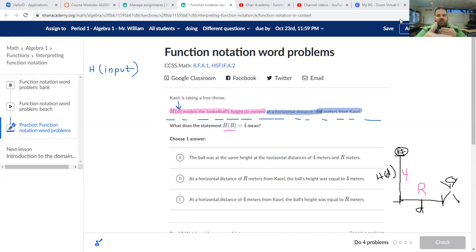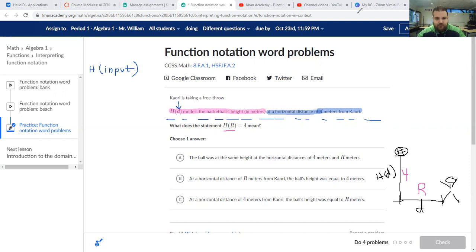So he's R meters away from the ball, horizontally speaking, and the vertical height of the basketball up in the air is 4 meters in the air. So we got to figure out which of these it is. What we're saying, though, is that the ball is R meters away from him, and it's 4 meters up in the air. The ball was at the same height at the horizontal distances of 4 meters and R meters.